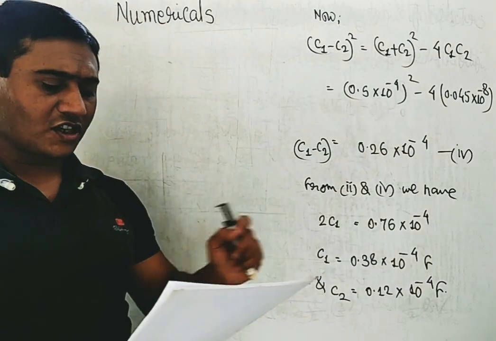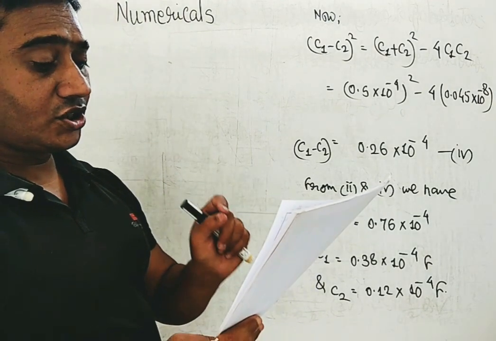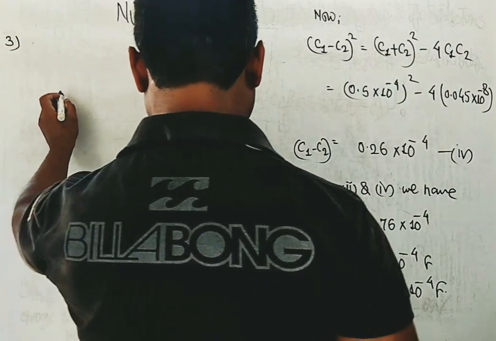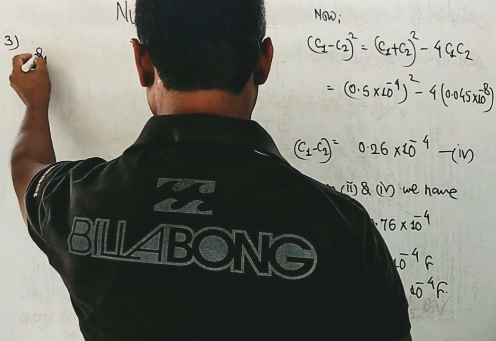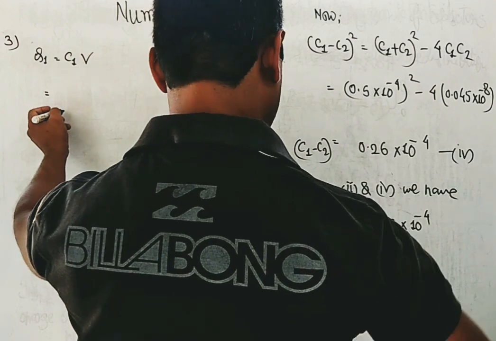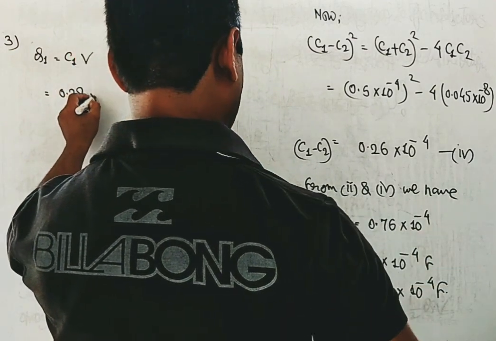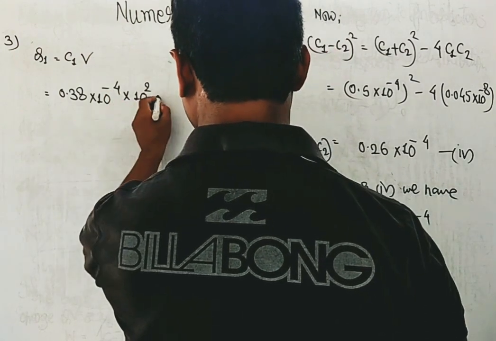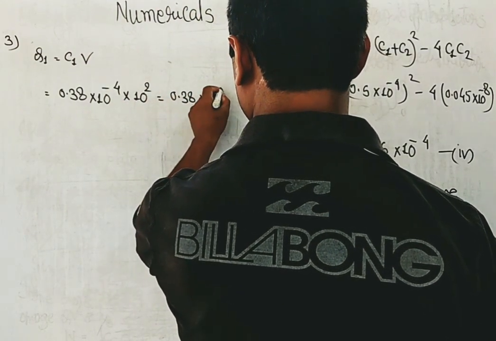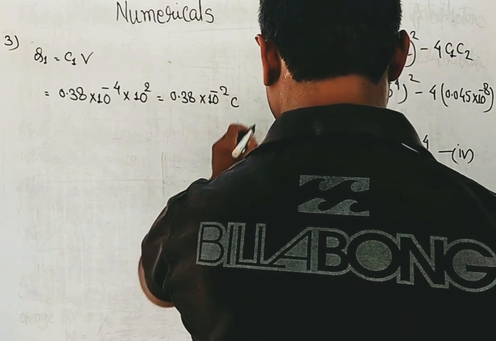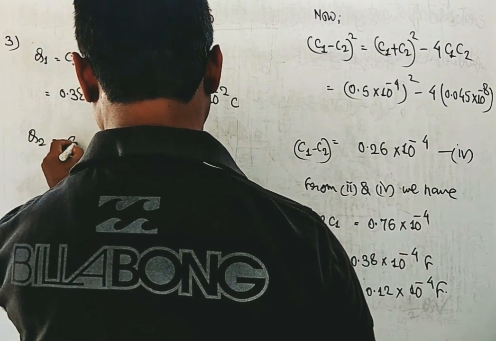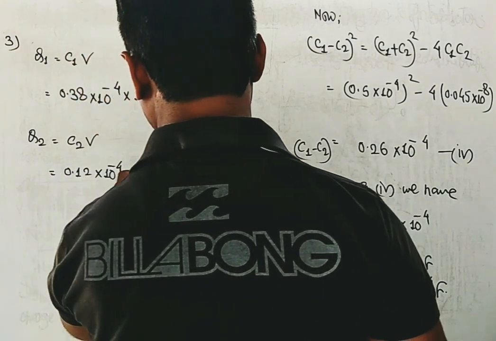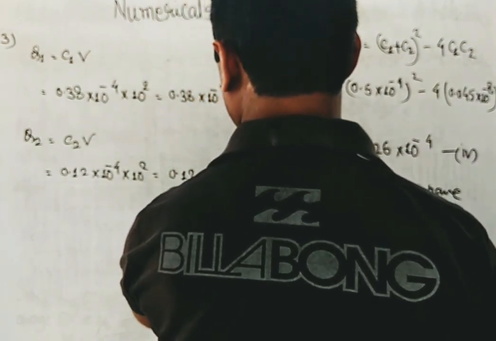Let's have the second part of the question. Now also calculate the charge on each capacitor in parallel combination. So for charges you can write Q1 equals C1 into V, and C1 we have 0.38 into 10 to the power minus 4 into 100 volt, or you can write 10 to the power 2. So this is 0.38 into 10 to the power minus 2 coulomb, and later on you can have Q2 equals C2 into V. C2 we have 0.12 into 10 to the power minus 4 into 10 to the power 2. So this is 0.12 into 10 to the power minus 2 coulomb.